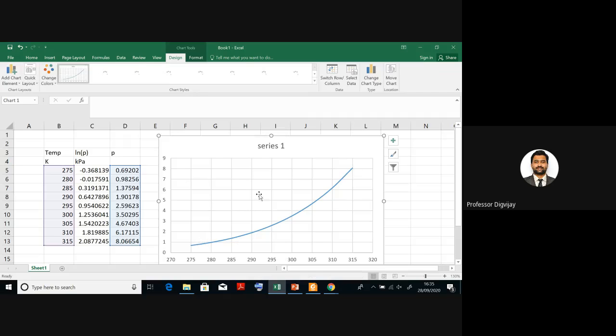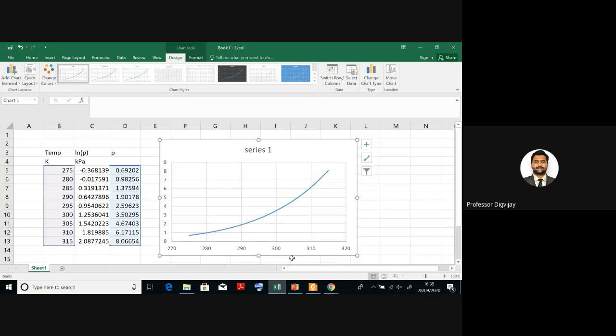You can see here, I will minimize this graph. On the x-axis, I have selected temperature. On the y-axis, I have taken the saturated vapor pressure. So as the temperature increases, the saturated vapor pressure also increases. It is shown by this graph.